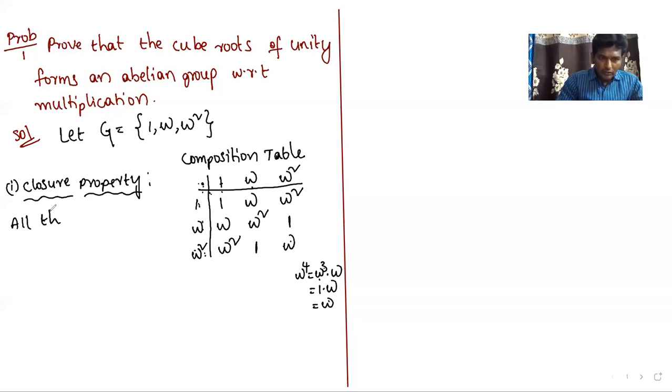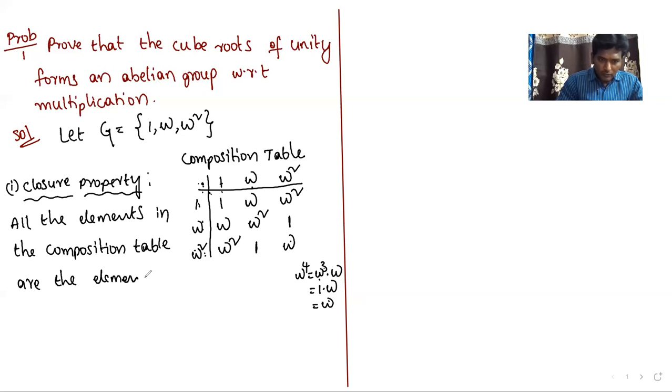All the elements in the composition table are the elements in capital G. Therefore, closure property holds.